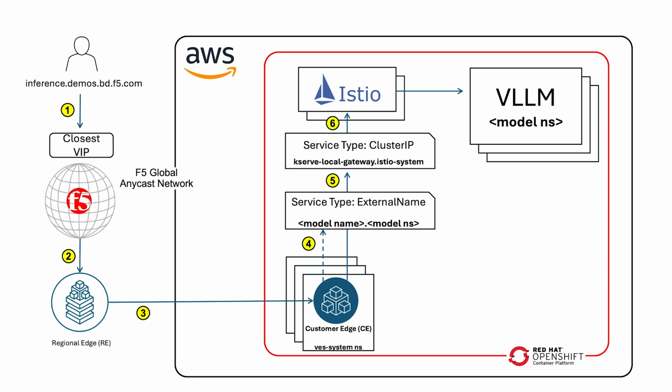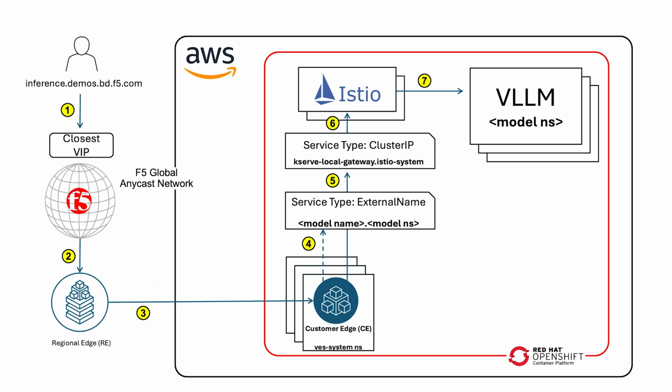In step number 6, this service load balances between the available Istio instances. And finally, in step number 7, Istio ultimately sends the request to the AI model pods. This traffic flow helps in understanding the configuration we are going to do next.